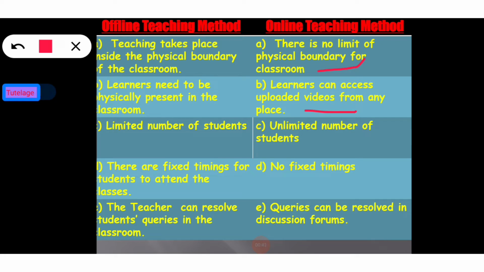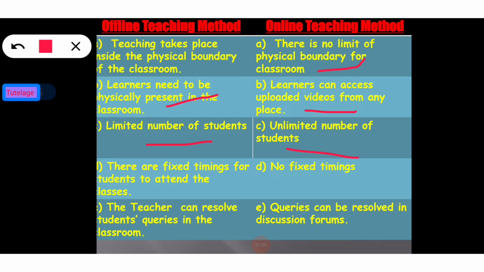But in the offline method, learners need to be physically present in the classroom, and as we have already said, the teaching process takes place inside the physical boundary of the classroom. That's why there is a limited number of students, but in the online teaching method there is an unlimited number of students.